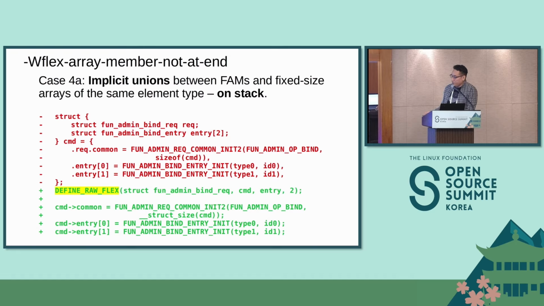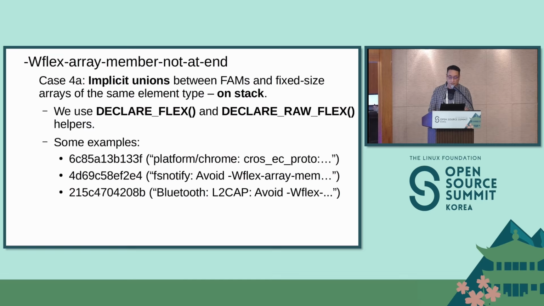Okay, so here are some examples of how I was addressing these issues. We can use either DECLARE_FLEX or DEFINE_FLEX. Another case is when the following adjacent member is not of the same element type as the flexible array. In this case, the following adjacent member is actually a union, and of course, that's different from an integer of size 8 bits.